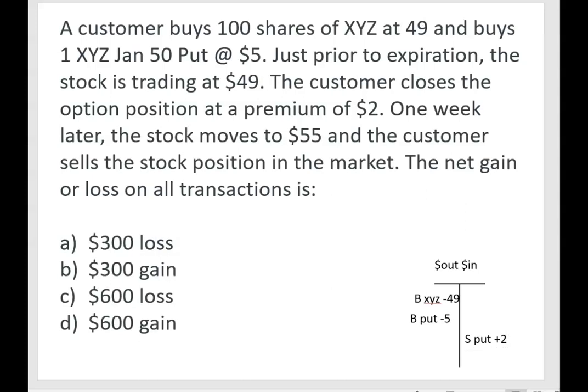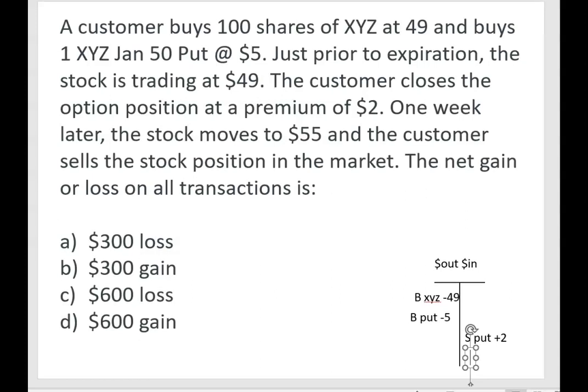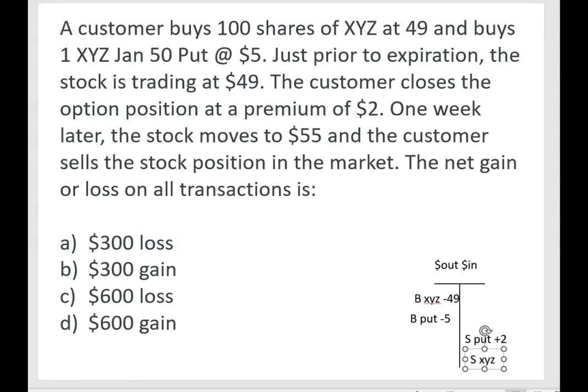Then 1 week later, the stock moves to $55 and the customer sells the position in the market. So another opening position, an opening buy, is finished off with a closing sell. Sell XYZ for plus 55. All right, so looking at it all together, a total of 54 went out and a total of 57 came in. So that sounds like a $300 gain.